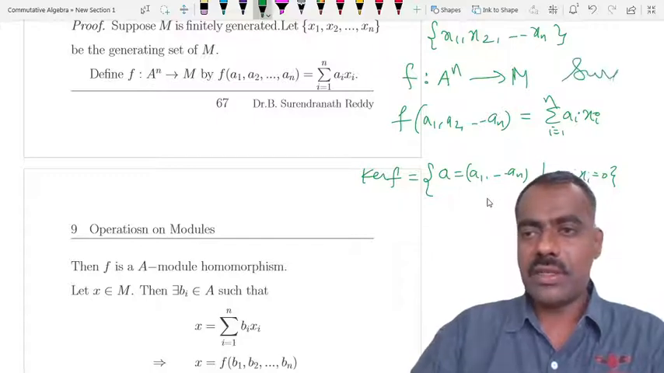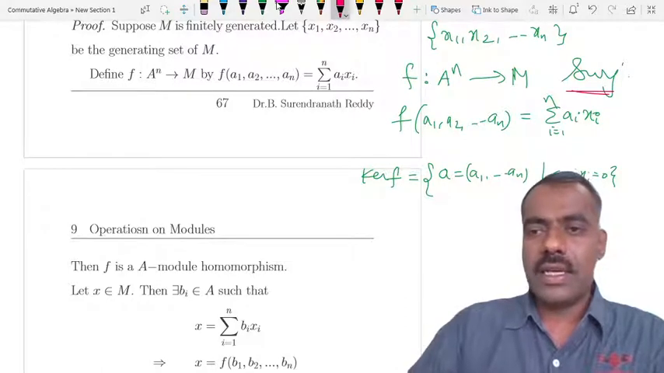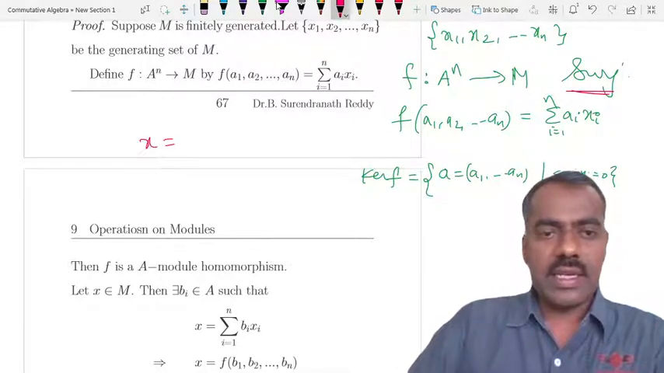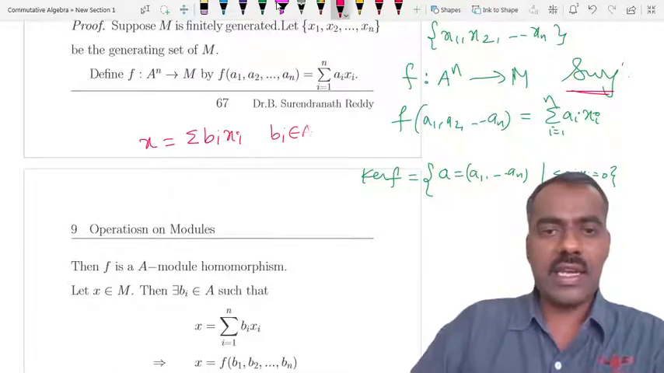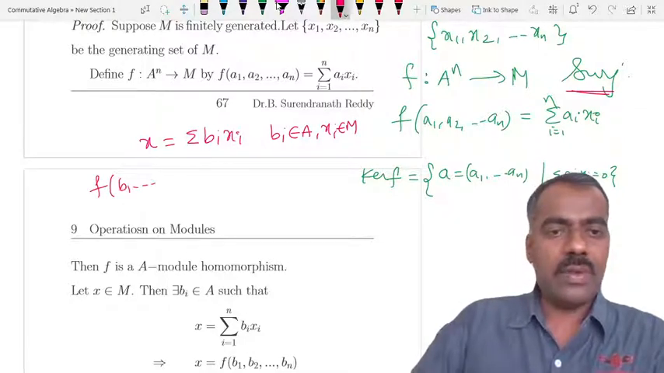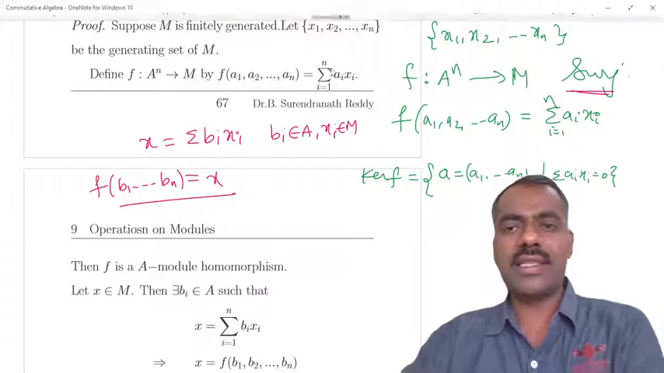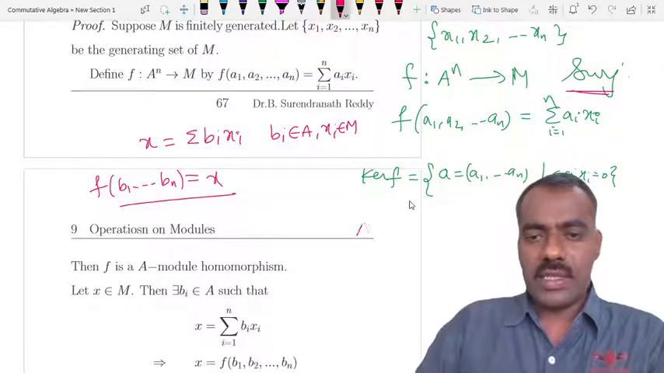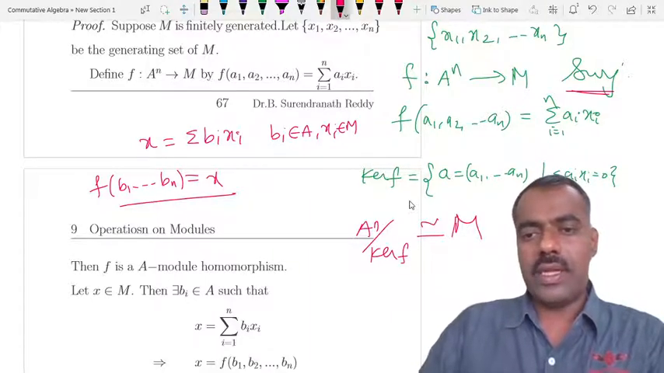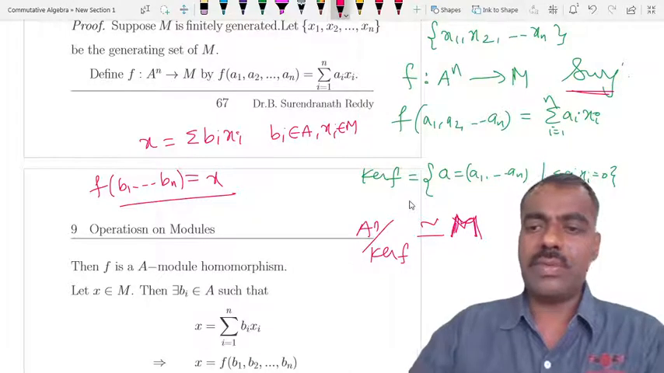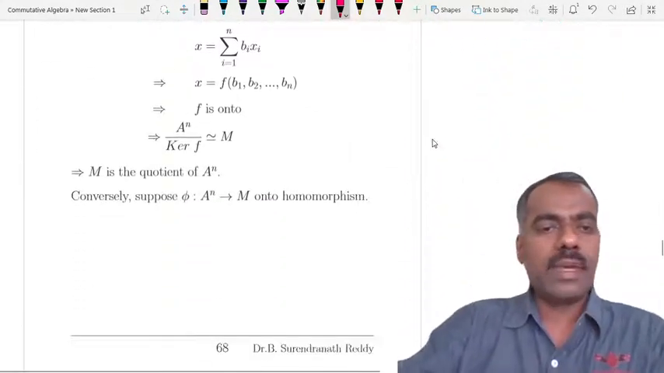This f is surjective. Why is this f surjective? Because if you take any x, then x can be written as the summation of bi xi's, where the bi's are in A and the xi's are in that M, right? That means f of (b1, b2, ..., bn) is actually nothing but our x. That shows that this is a surjective homomorphism. So therefore A^n modulo its kernel is isomorphic to M. That shows that M is a quotient of A^n.